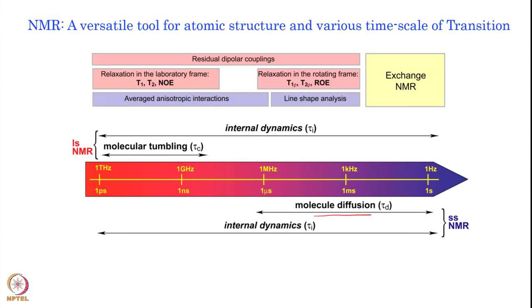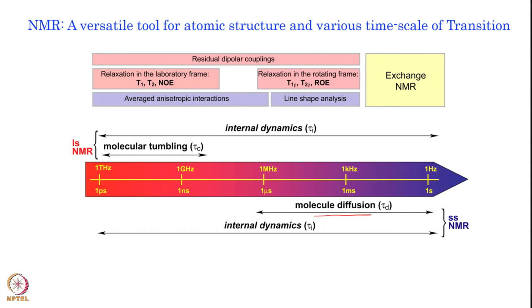that we mentioned. So, relaxation in the laboratory time frame, if we do something like a T1, T2 or NOE, that can probe basically the fast time scale motion ranging from picosecond to sub microsecond. Then we can do the relaxation in the rotating frame like T1 rho, T2 rho or ROE, and that captures the microsecond to millisecond time scale motion, and then even slower motions can be probed by exchange NMR, like hydrogen deuterium exchange.